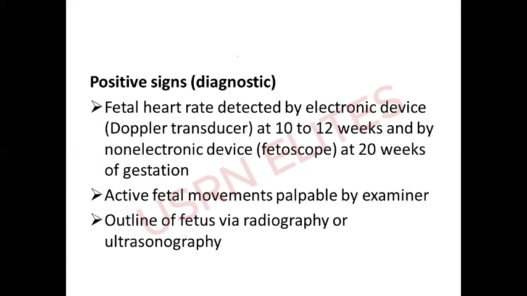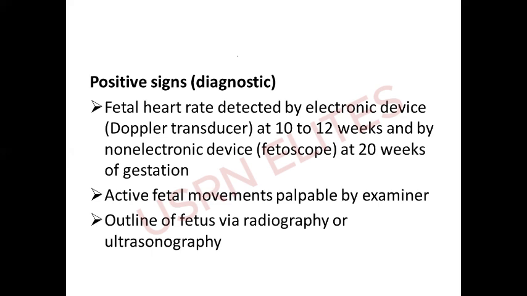So let's go into the first one. That is detecting the fetal heart rate. To detect the fetal heart rate, you can use 2 things. Either you are using the Doppler, which is the electronic device, or you can use the non-electronic device, that is the fetoscope. Now, when it comes to the Doppler, the use of the electronic device, you can pick the fetal heart rate at 10 to 12 weeks of gestation. That is the week duration that you should be able to use the Doppler or the electronic device to pick the fetal heart rate. Now, let me go a bit into this.